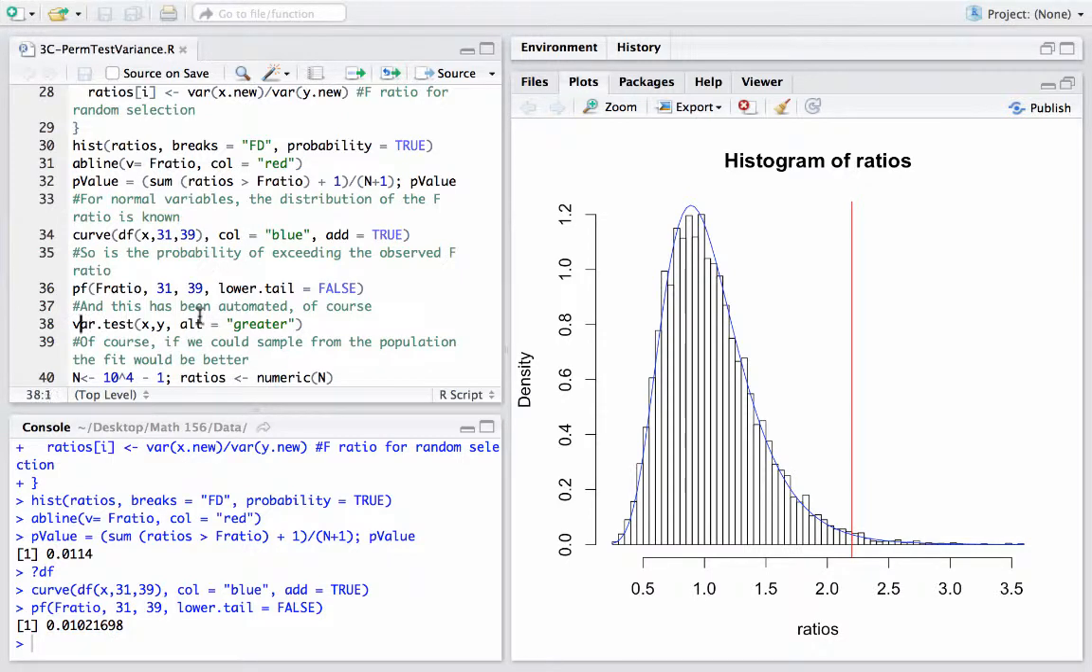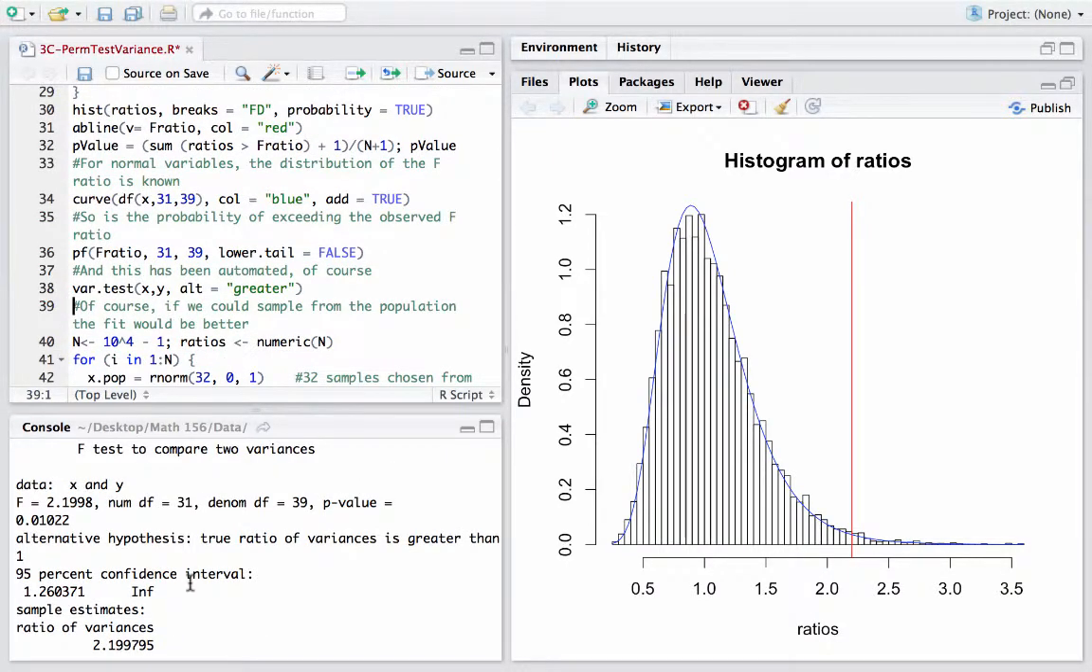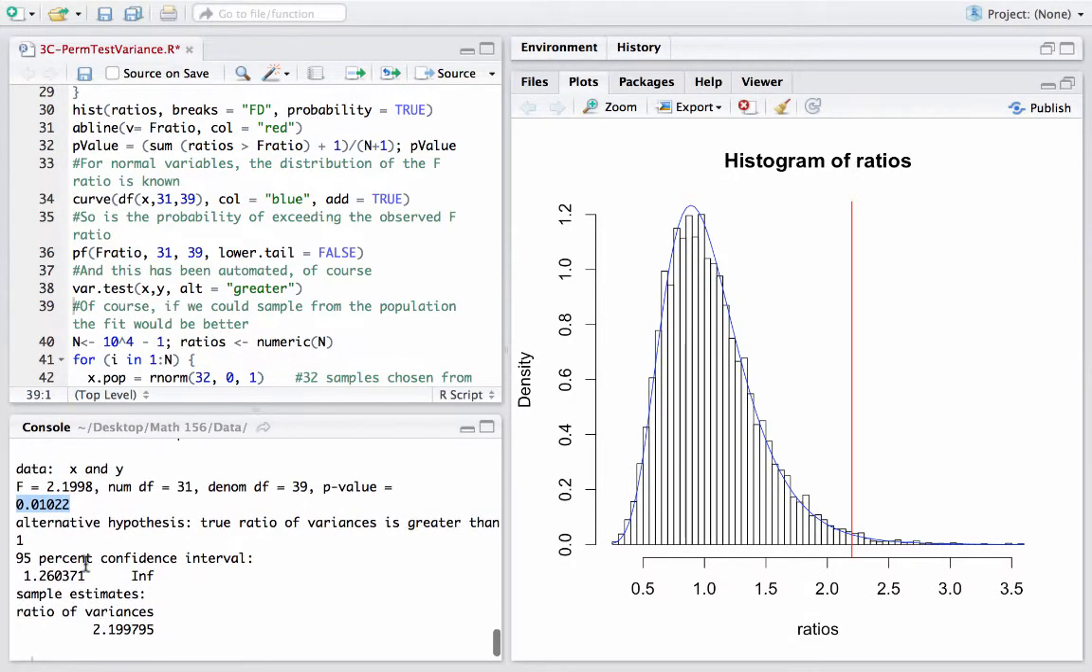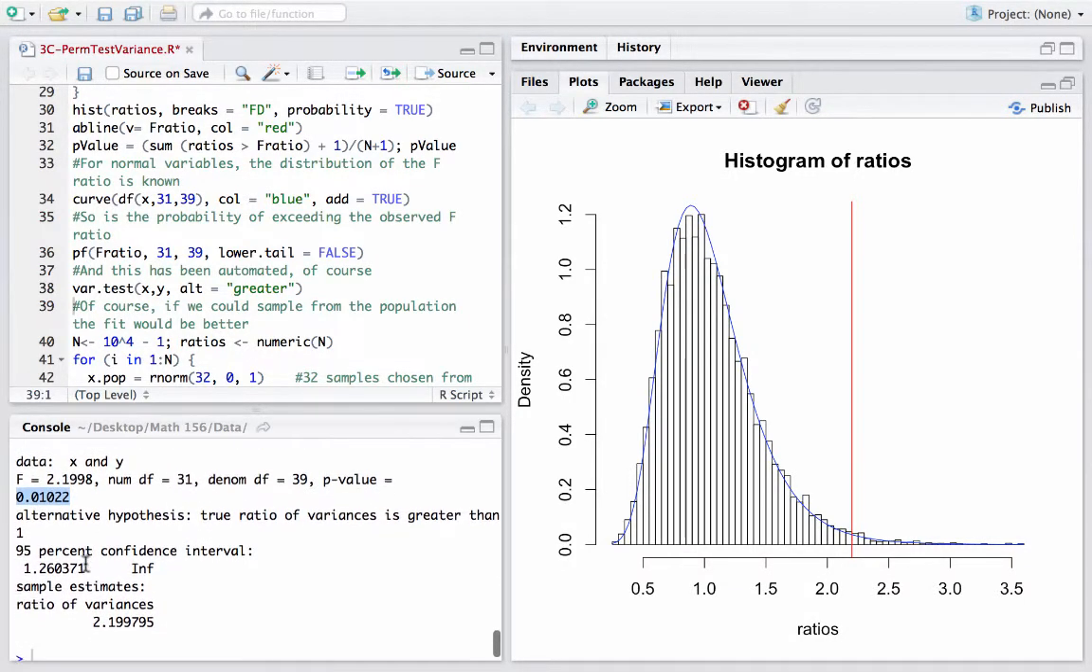As Paul points out here, because the F distribution is so well understood, there's actually a var.test function built into R. We can just give it our two data sets, so the x distribution, the y distribution, and the alternative hypothesis that x is greater than y. And so here's just a summary of the test that we ran. There's the p-value. And so basically, at a 95% significance level, we would reject this in favor of the alternative hypothesis that F is greater.